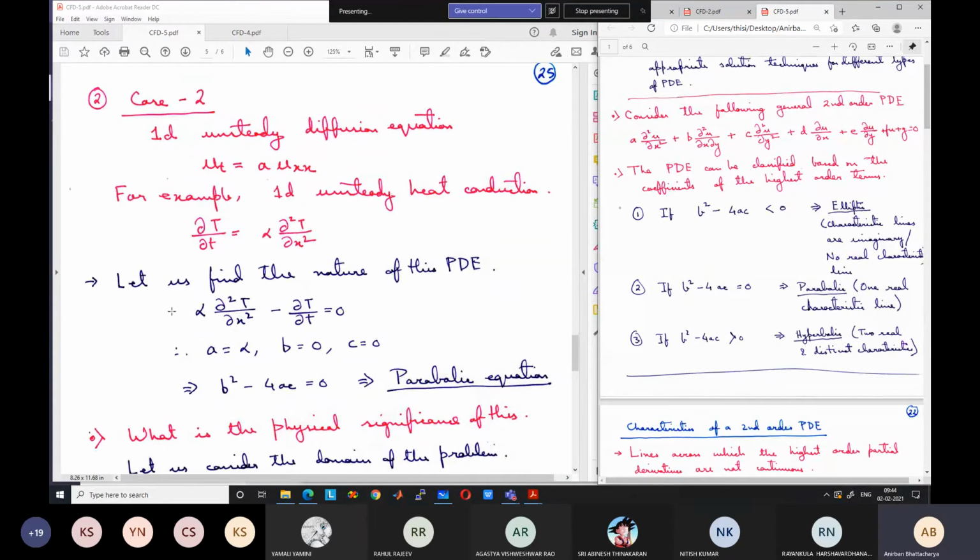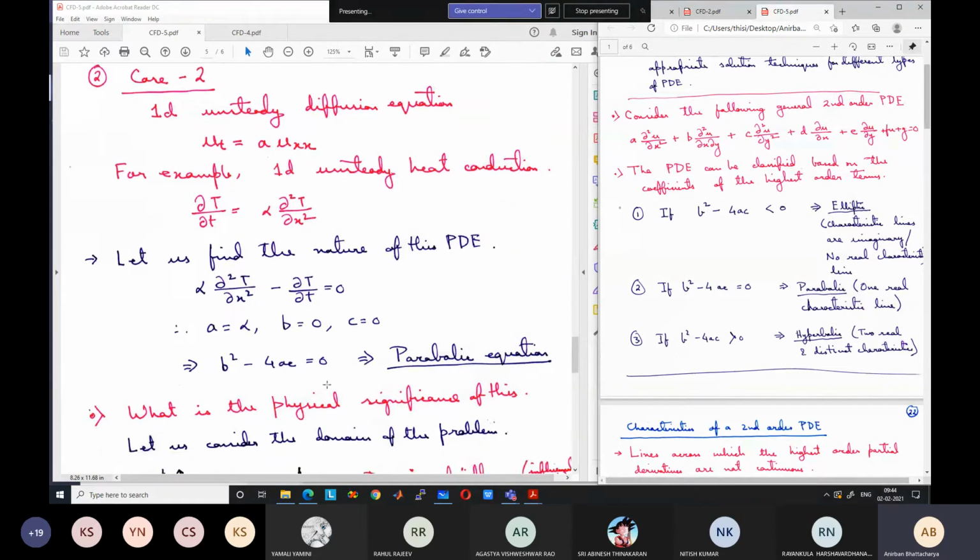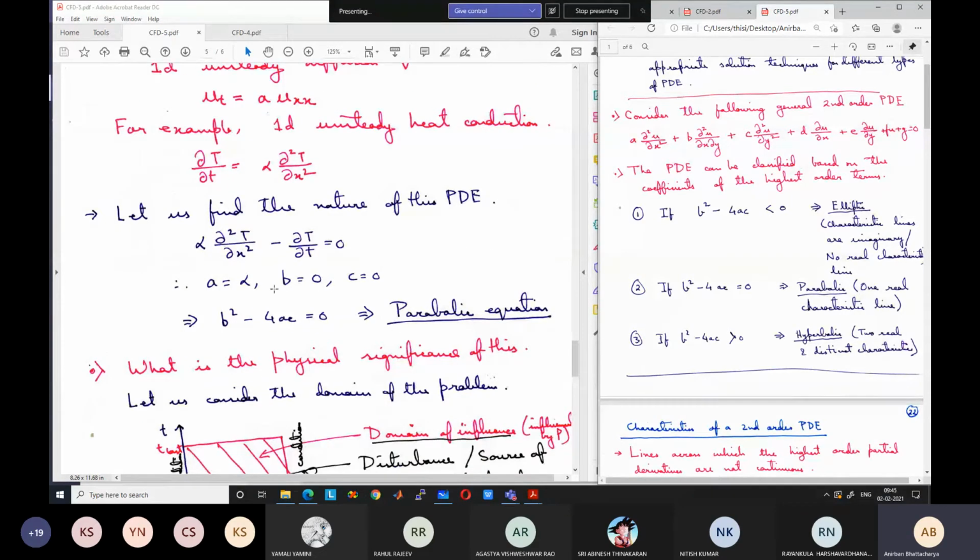Yes, minus alpha here will be there, and this term will be there, a positive term. But whatever way you arrange it, ultimately your b square minus 4ac. So b square is anyway 0, and because c is 0, 4ac will be 0. So if b square minus 4ac is 0, we saw that we can call it a parabolic equation.